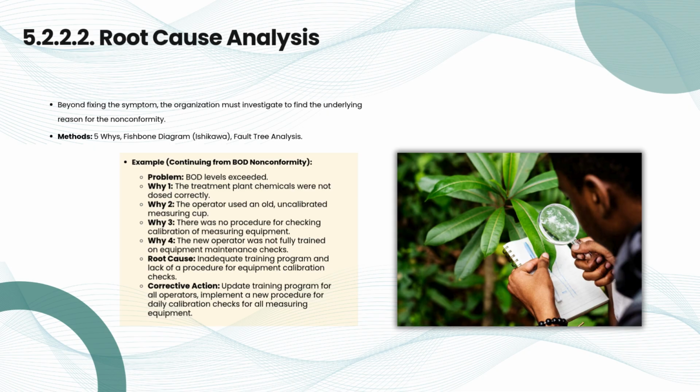So, the root cause here isn't just the wrong dosing, it's the inadequate training program and the lack of a procedure for equipment calibration checks. Based on this, the corrective action would be much more impactful. Update the training program for all operators and implement a new procedure for daily calibration checks for all measuring equipment. This prevents recurrence rather than just fixing the symptom.